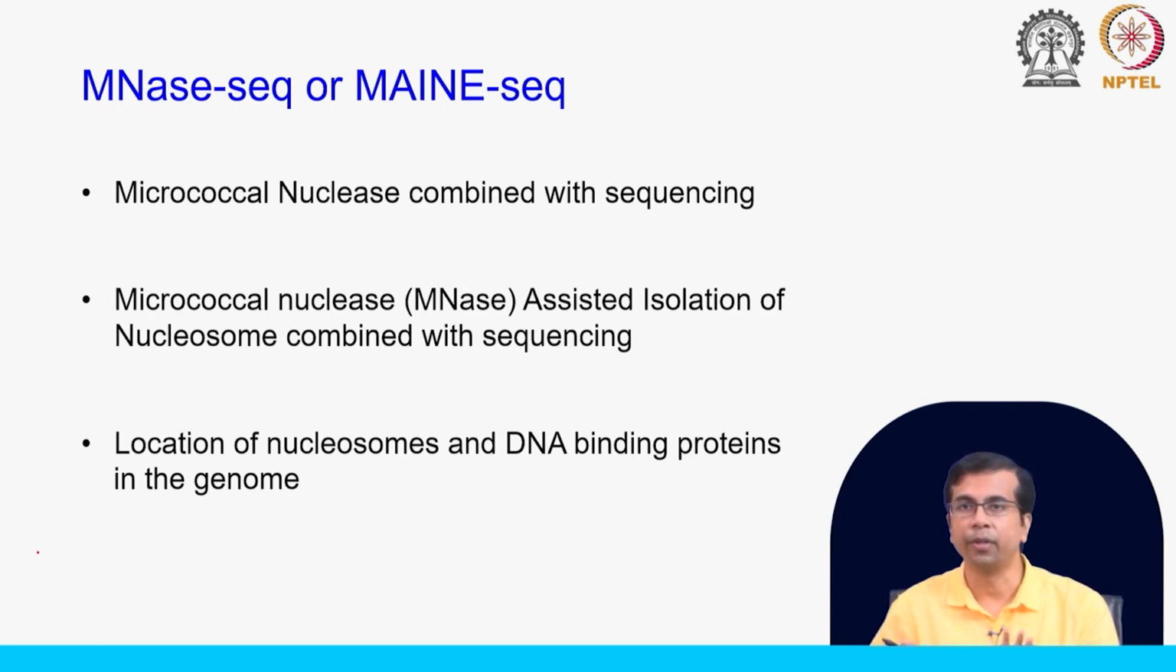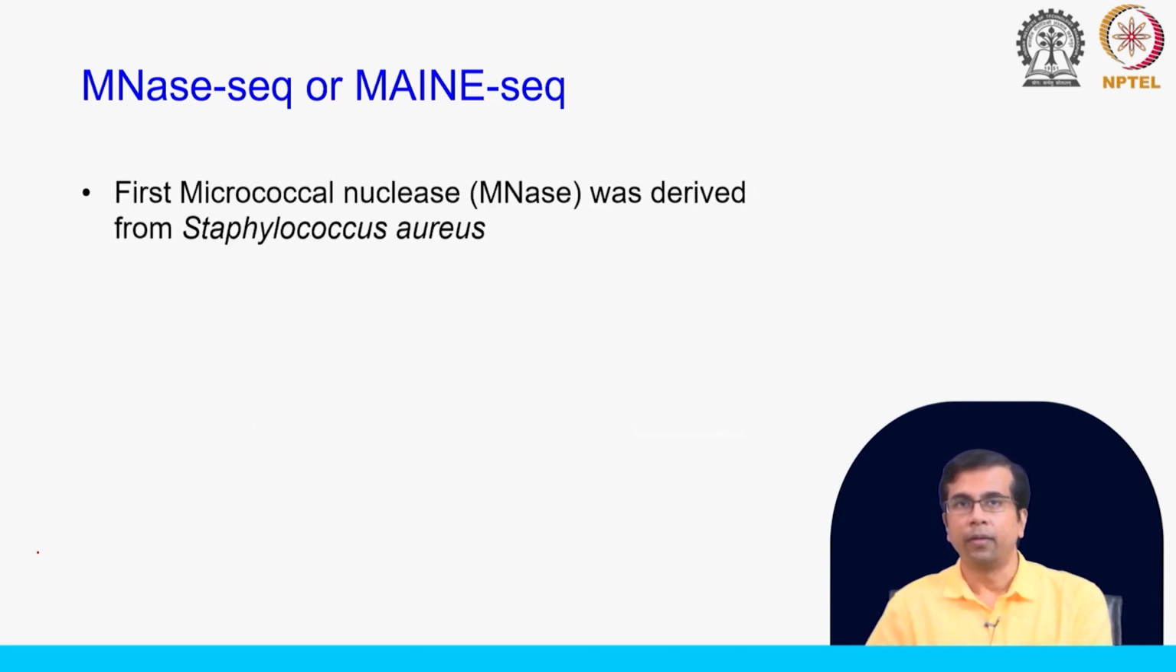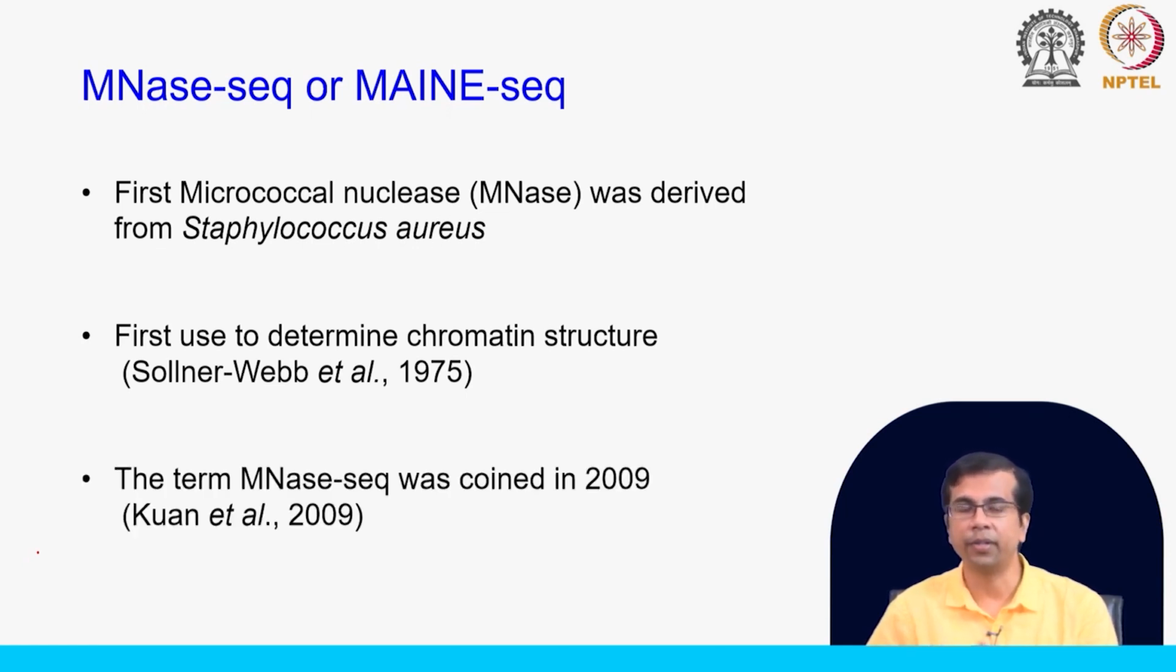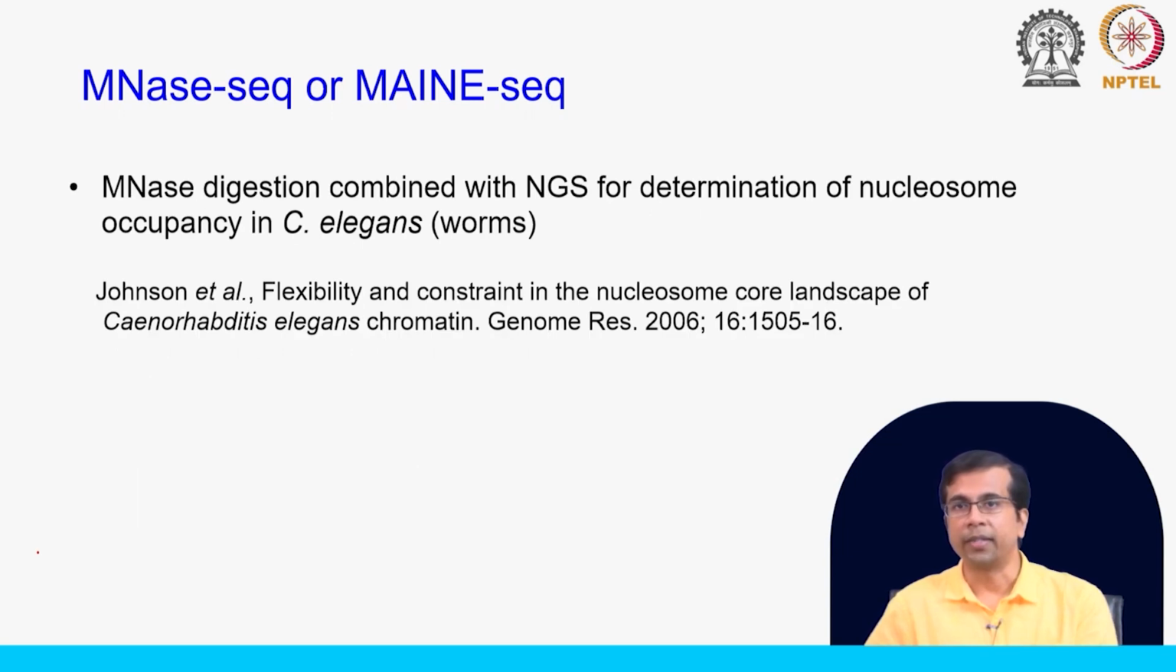So, here we are looking at a much more general or broader picture, but at the genome wide scale. Okay. Just a very brief background about this MNase enzyme. Micrococcal nuclease was derived from Staphylococcus aureus, and because of its properties it was used to determine chromatin structure way back in 1975, and the term MNase-seq was coined in 2009. Okay. So, MNase-seq was first employed for determination of nucleosome occupancy in C. elegans, in the worms. This was combined with NGS. Okay. So, here is the reference that you can look at.